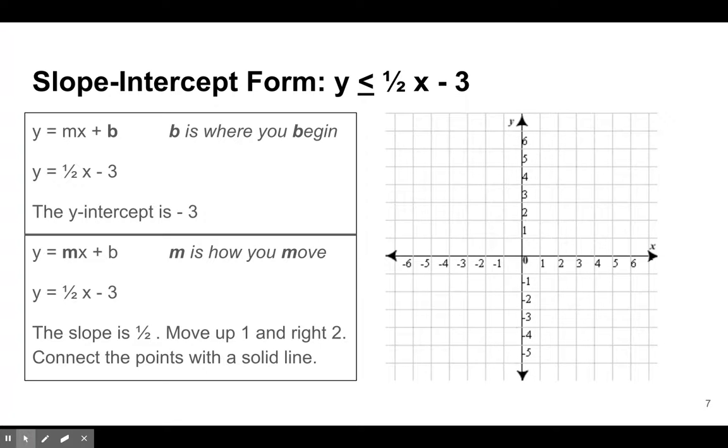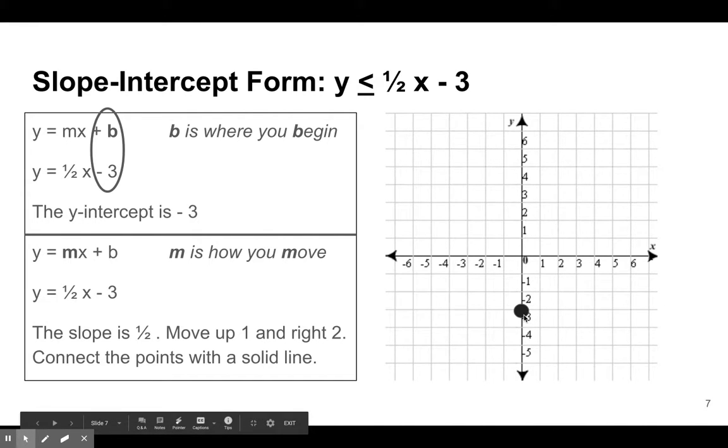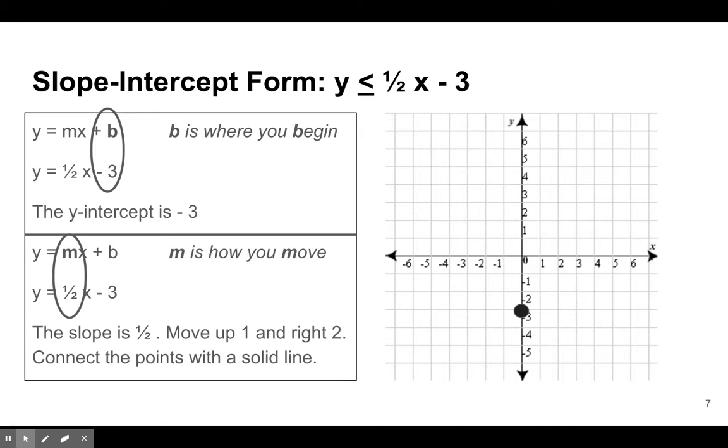So you should recall that if we wanted to graph something that is in slope-intercept form, we have the M and the B, which is enough information to graph. Remember, the B is your y-intercept and it tells us where to begin. So for this inequality, we would begin here at -3 on the y-axis. Then we would use our slope to determine how to move. Our slope is 1/2, so that tells us that we would go up 1, right 2, and then we would continue that until we had enough dots to make a line.